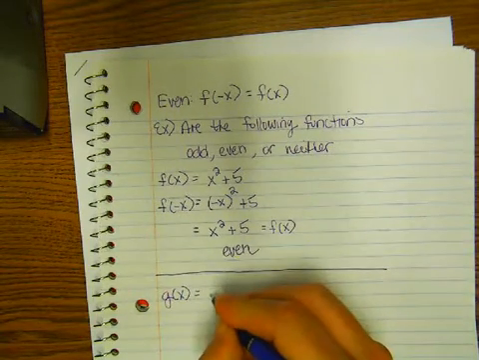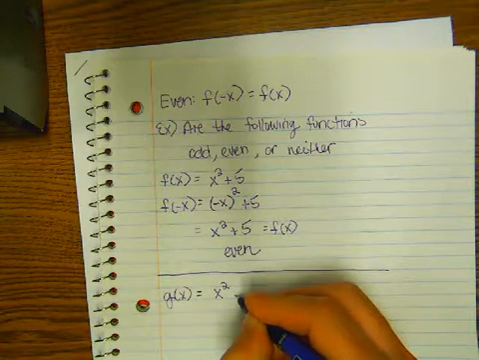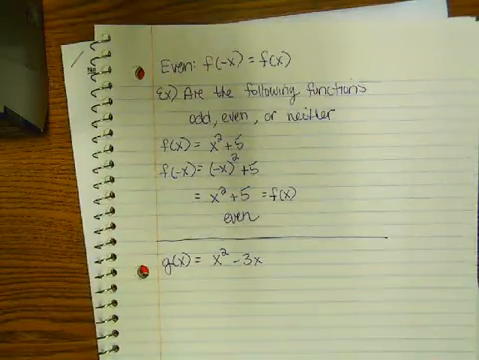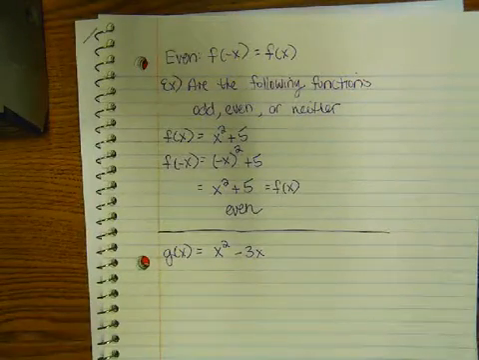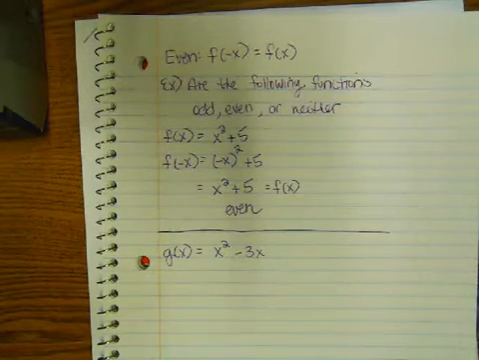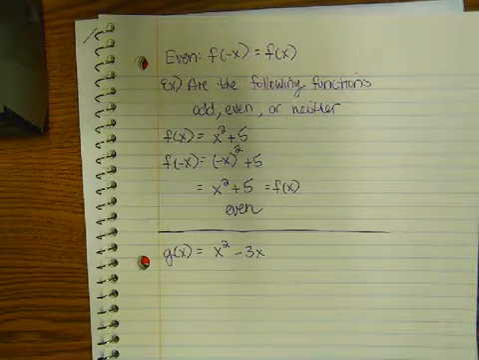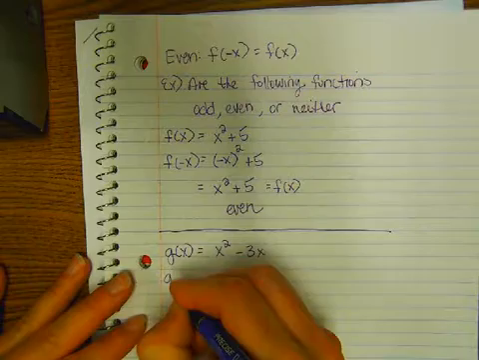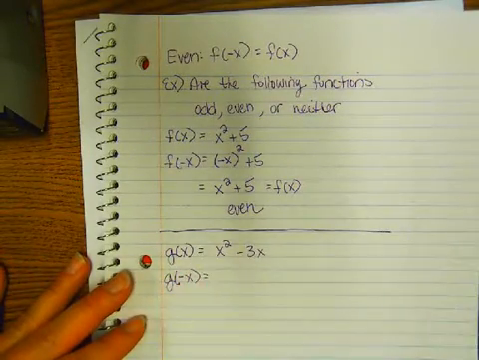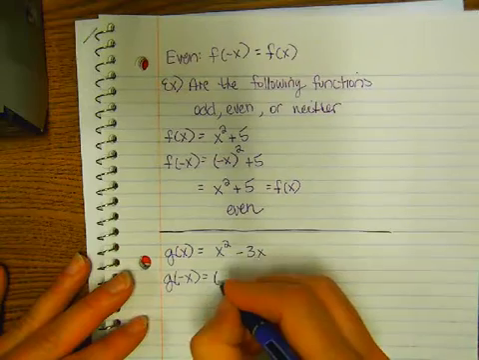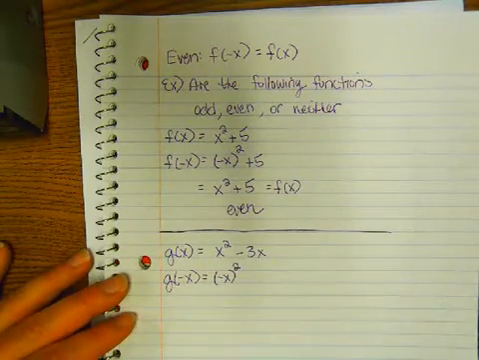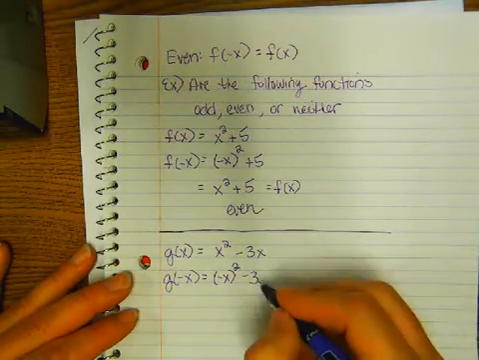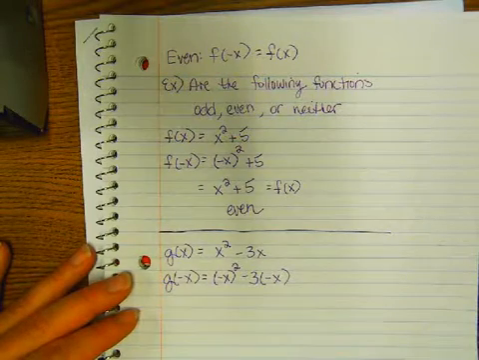So let's look at this one. g of x is x squared minus 3x. And obviously you could go and graph it and take a look too, but I'm just going to do it algebraically. Okay, so let's see what happens. I'm going to put g of negative x in. So instead of x squared, I have negative x, close the parentheses, squared, minus 3 times, instead of x, I'm going to write negative x.